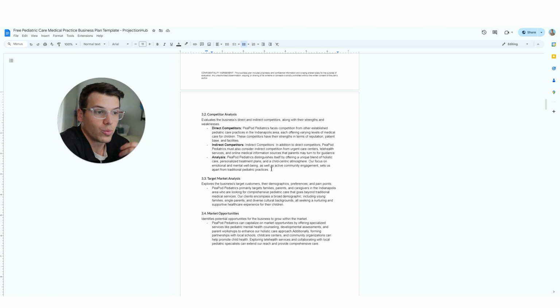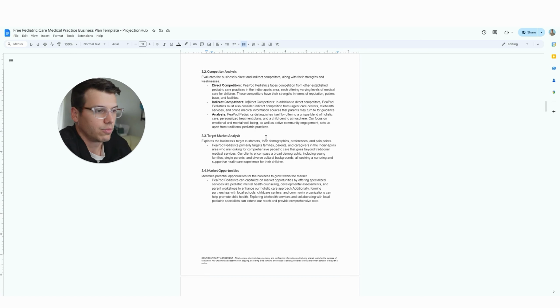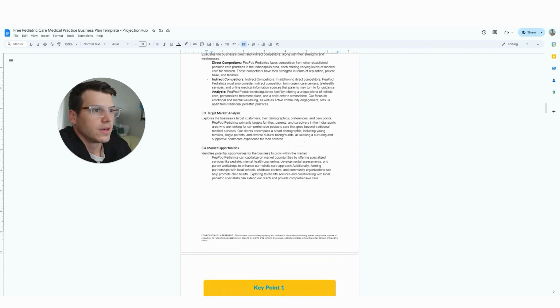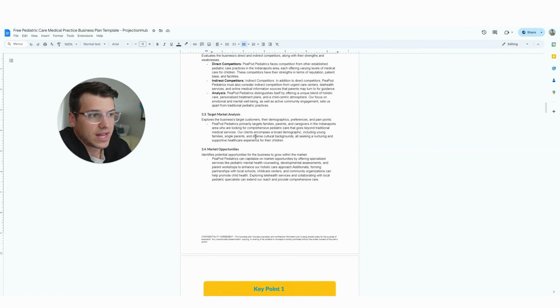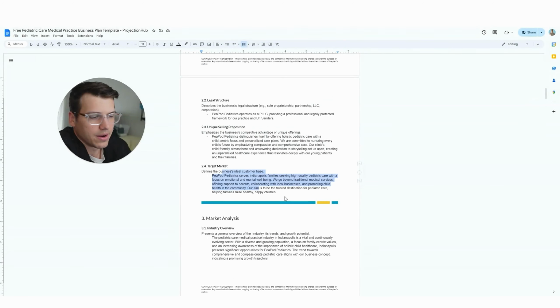That's their strength, but their weakness might be that they've slacked on that patient experience, their bedside manner, whatever you want to call it, and that's an opportunity for you. So list those competitors by name and try to include what they're doing well, what they're not doing well. Okay, target market analysis. That is, again, we talked about that up here.